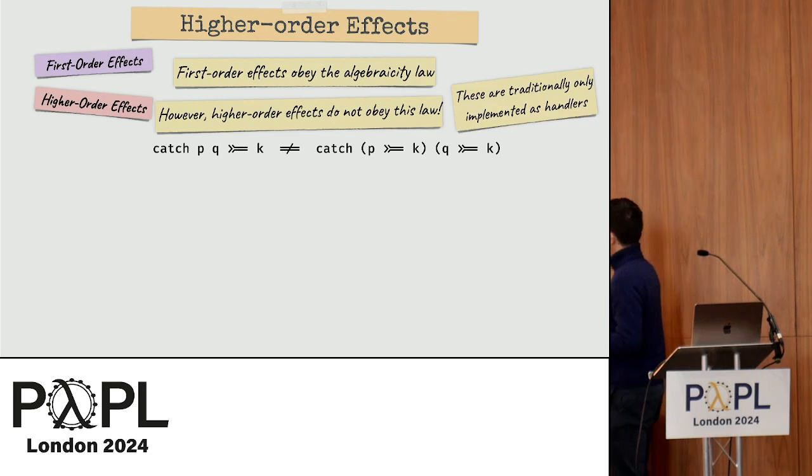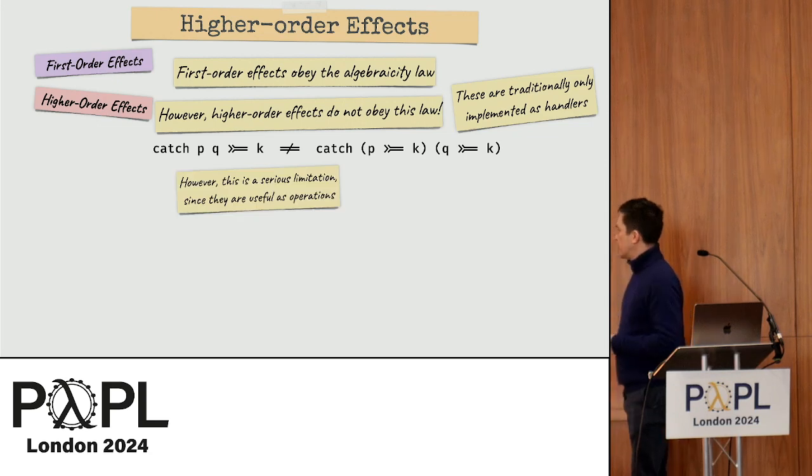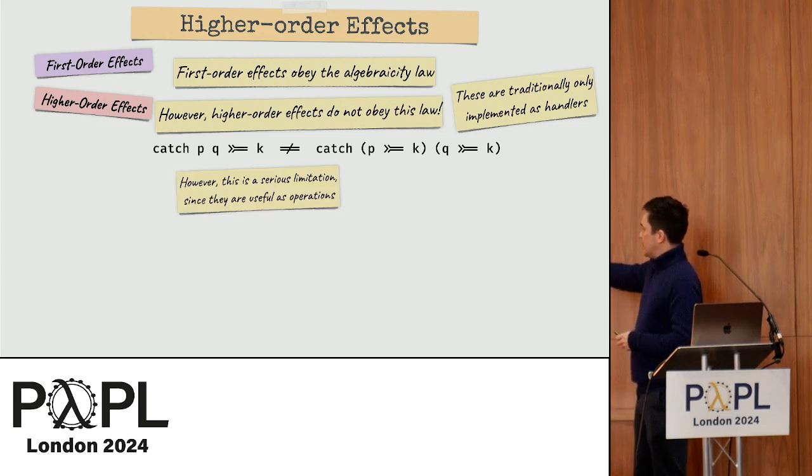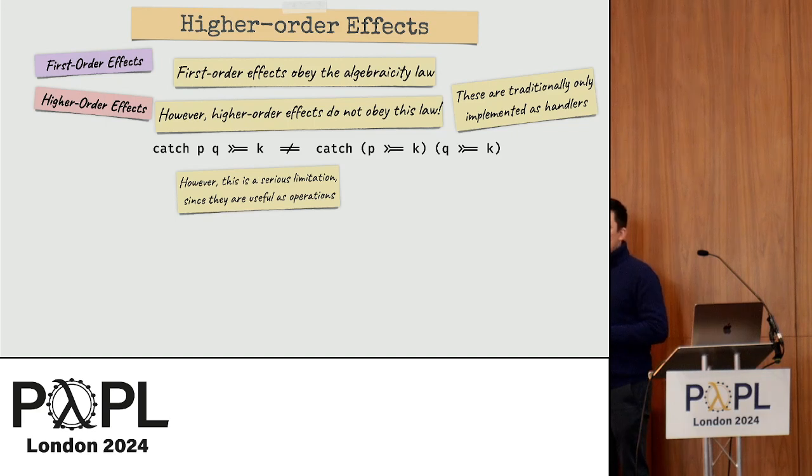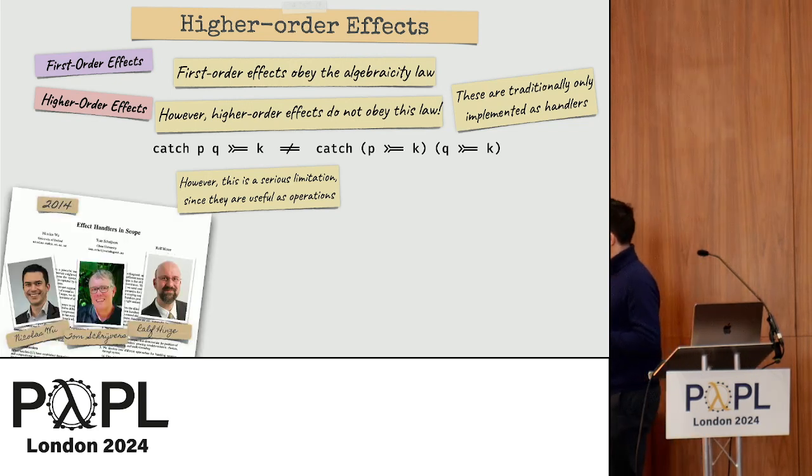So these are traditionally, in terms of the work by Plotkin and Pretnar, always implemented as handlers. And the reason is precisely because this algebraicity law doesn't work. But the problem is that this is a very serious limitation, because things like catch turn out to be useful in programs and useful as operations in their own right. So this is something that I discovered with Schrijvers and Hinze in 2014, and we said, well, look, it's not enough to just consider algebraic operations. We need to have things like catch in our programs as well. There needs to be a denotational semantics for those too.